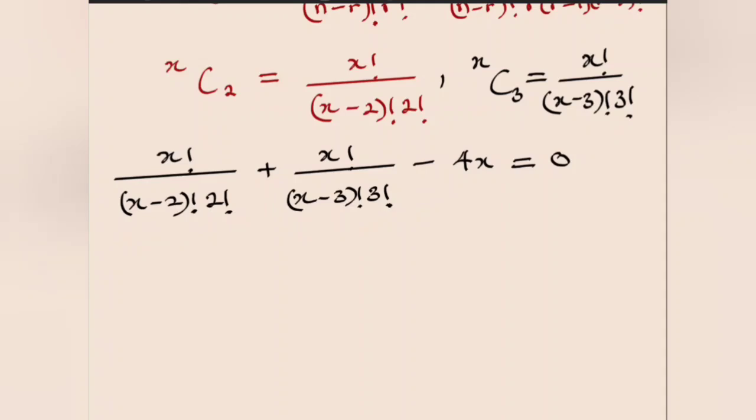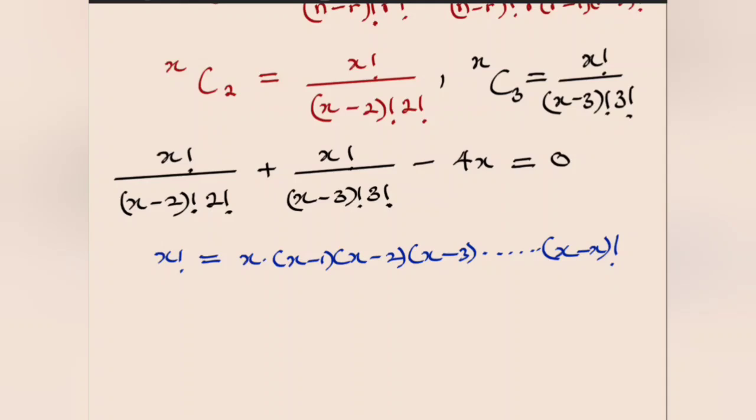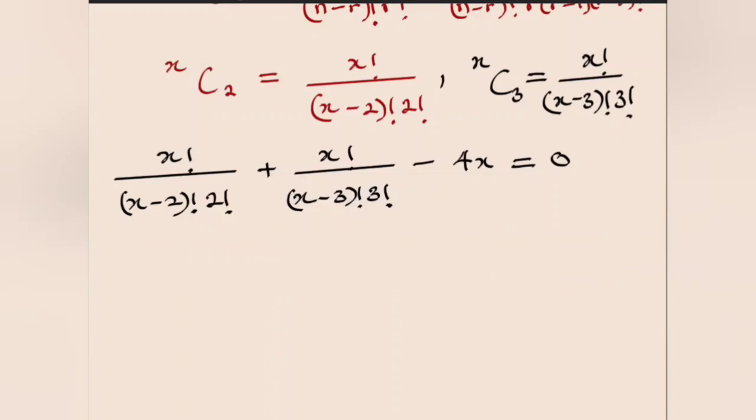We should know that x factorial is the same thing as x multiplied by x minus 1, x minus 2, x minus 3, and so on and so forth until we have x minus x, which turns to 0, and 0 factorial is equal to 1. So why do we intend expanding this x factorial? If we expand it, it can easily take care of the denominator here. What do I mean by that?